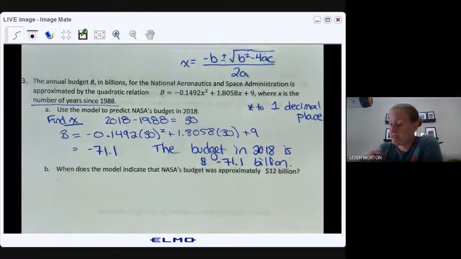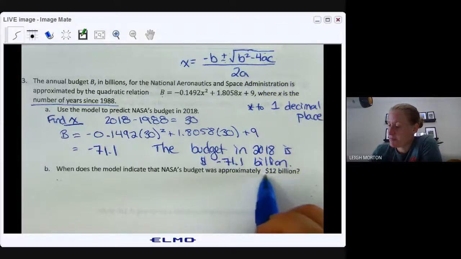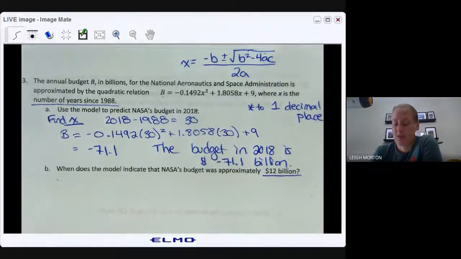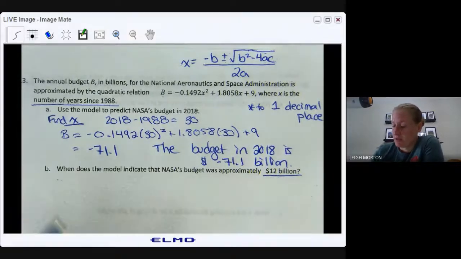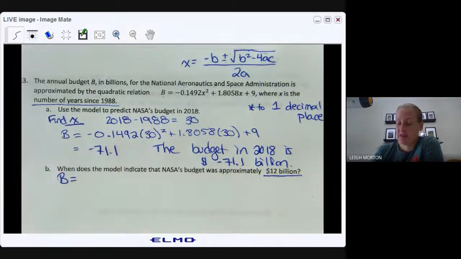All right, so B, when does the model indicate that the budget was approximately 12 billion? So we need to remember that B is the budget in billions. So if the budget is 12 billion, that means B equals 12.